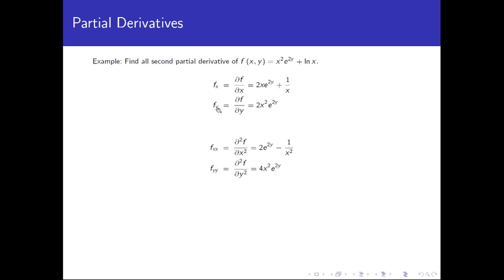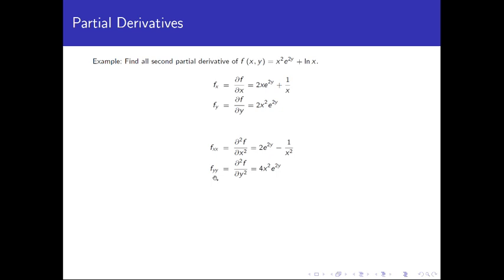Going for the partial with respect to y twice. The only thing that we see has a y here is this one, so the 2x squared will hang out. Derivative of e to the 2y is 2e to the 2y, and that's where the 4 comes from, because it'll be the 2 times the 2.